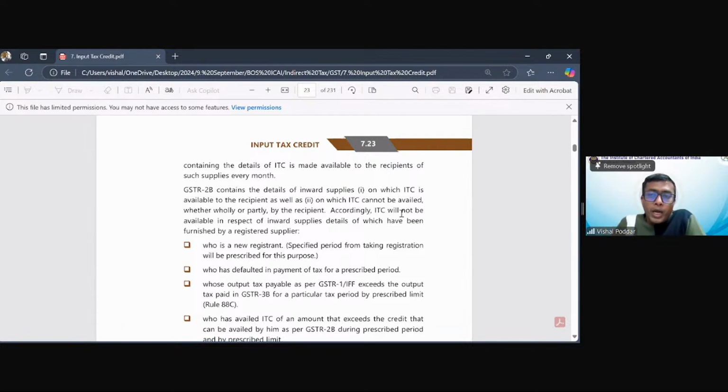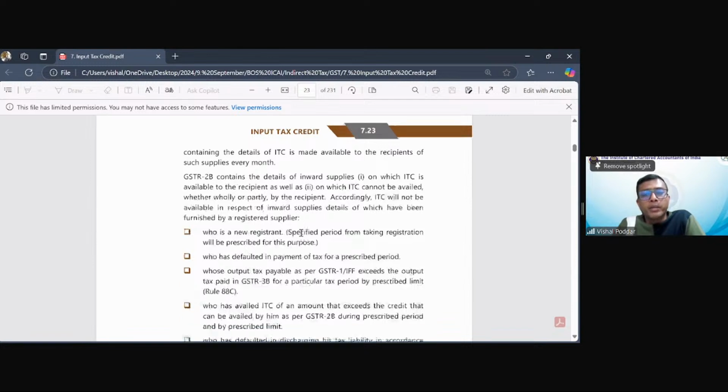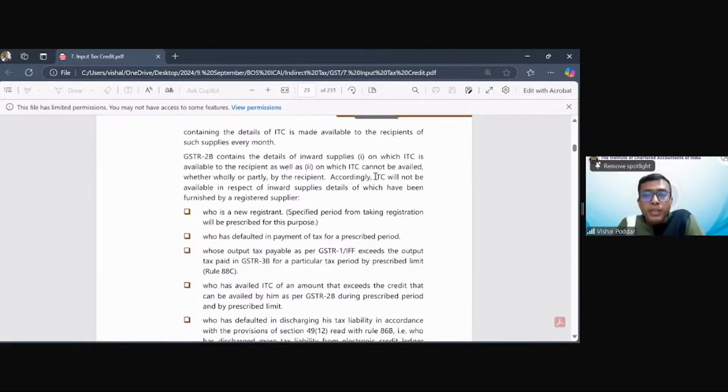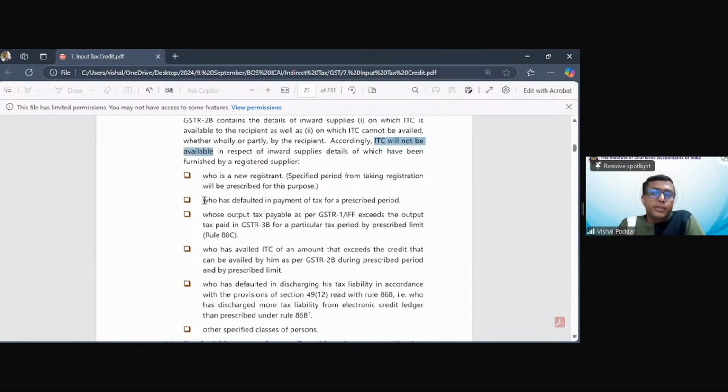Now, ITC will not be available in respect of those inward supplies the details of which have been furnished by the supplier. So the supplier has furnished details, but still it is saying ITC will not be available. Why will it not be available? The conditions are given in section 38. In other words, 2B will show all these invoices as ineligible or unavailable. What are these invoices which are appearing in your 2B? It means the supplier has uploaded, but still 2B is saying I will not allow it or I will show it as unavailable. Who are these? First, where the supplier has newly registered.